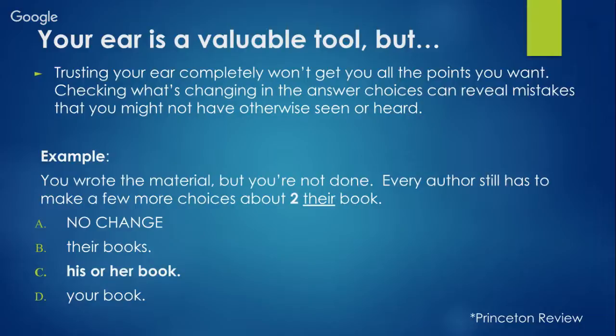However, the underlined word is referring to each author. So it's each one, each author. It's singular. And that makes the answer C, his or her book, not their book, because we're talking about a singular author.